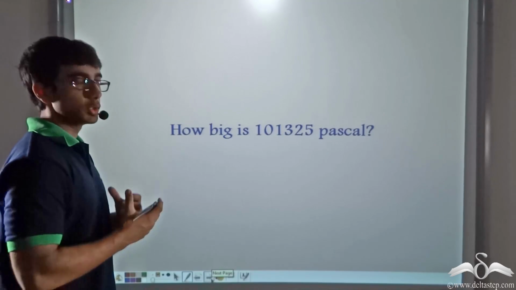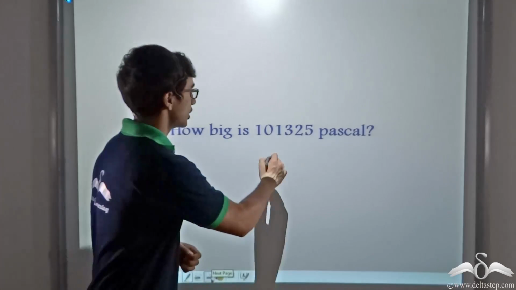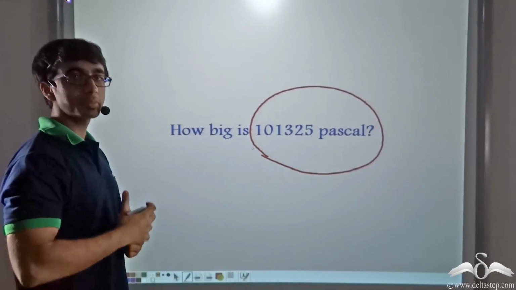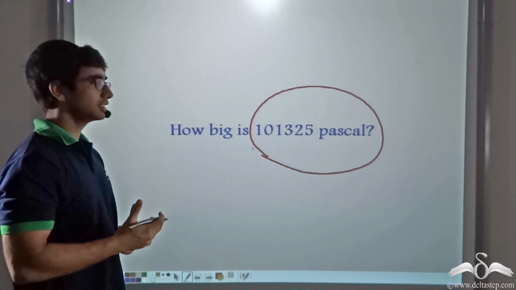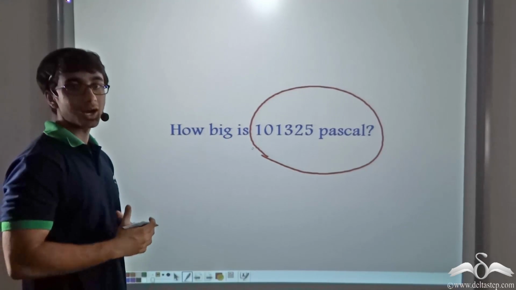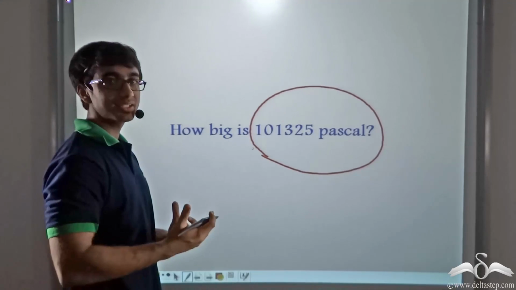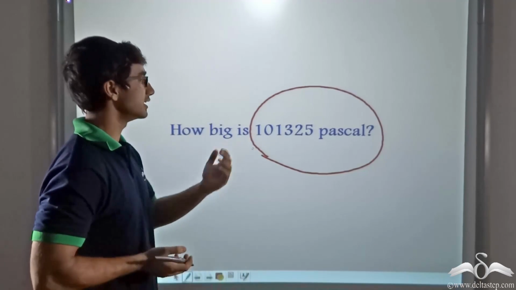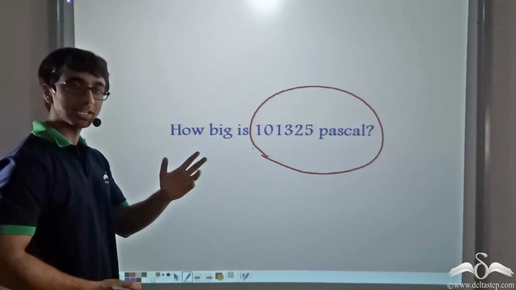Now, I have told you that the atmospheric pressure on us is this much. Now, again, this quantity might not make sense to you. You might wonder how big is this 101,325 pascals? How can I relate it to something that also applies pressure? In other words, how heavy is 101,325 pascals?